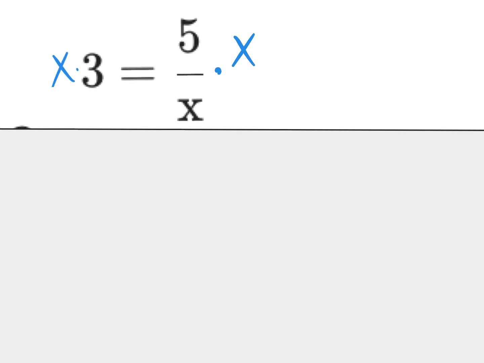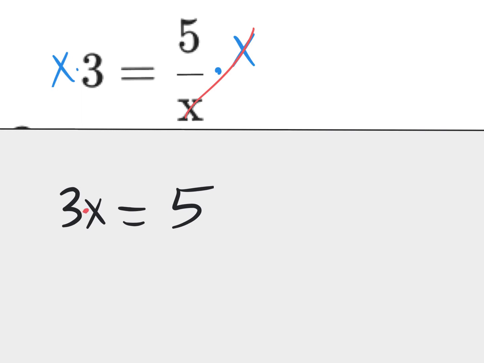So what do we have? We have an equal sign, and on the left side of the equal sign, we have the 3x. And on the right side, well, the x is canceled, so I just have a 5. And that new equation now reads 3 times x equals 5.